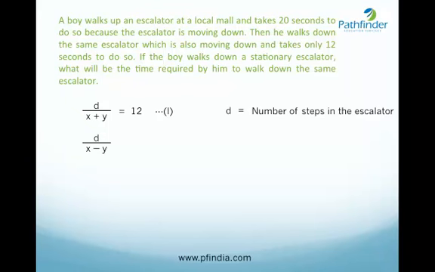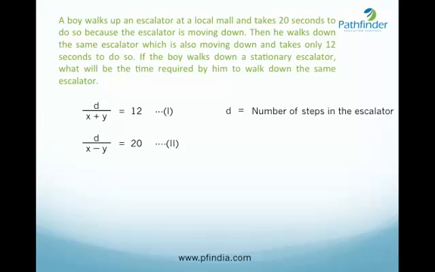when the boy walks against the escalator, the time taken by the boy in doing so is d upon x minus y, because x minus y is the upstream speed of the boy on the escalator, and this is equal to 20. Now what do we require? We require the time required by the boy to walk d steps when he is traveling on his own and the escalator is not running at all. So we are looking at the value of d upon x. So solving these two equations, we need to get the value of d by x.